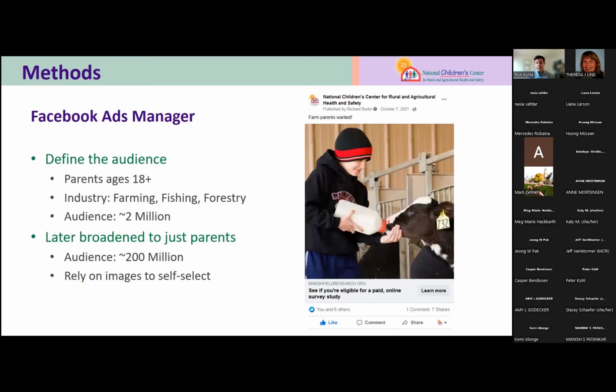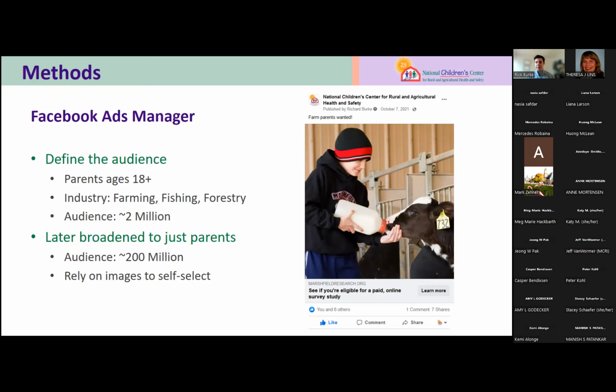And so with the ads manager itself, that's how you set up a Facebook ad, technically through Meta now. And so there's an example of one of our first round of ads on the right side, which was in the fall of 2021. So the first and foremost thing you want to do when setting an ad is defining your audience. We opted to go straight for our inclusion criteria, which was parents, age of 18. Facebook has many different industries and interests that you can include, as well as an employment industry field. They do not separate agriculture out from fishing and forestry, as it's usually combined for a lot of NIOSH and OSHA regulations. But we were able to, with that criteria, have an audience of about 2 million people, all in the US.